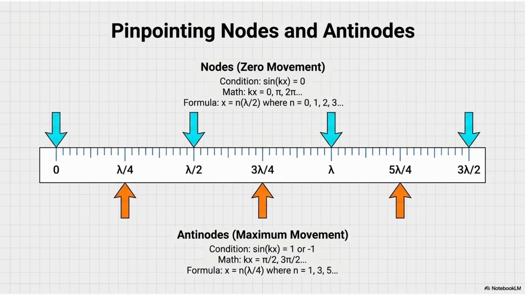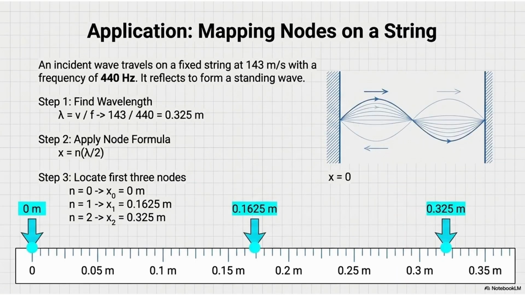Okay, I need to visualize this. Mm-hmm. Moving to slide 8. Let's apply this to a guitar string. Perfect real-world example. The slide gives us a string where the wave travels at 143 meters per second with a frequency of 440 hertz. So first, we find our wavelength. 143 divided by 440 gives us a lambda of 0.325 meters.